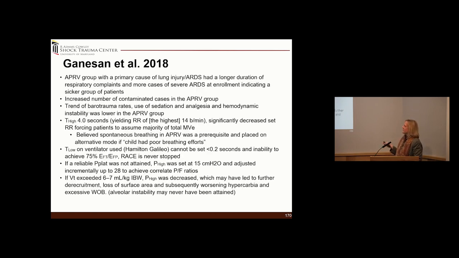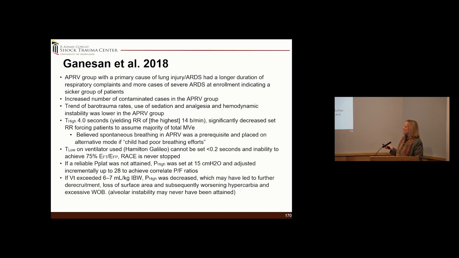The second one is a pediatric trial, and this one's really interesting. The APRV group, their primary cause of severe lung injury and ARDS, had a much longer duration of respiratory complaints than the control group, indicating a sicker group of patients. They had an increased number of contaminated cases in the APRV group. We're still not really sure what that means, but they took them off APRV, put them on something else, and then put them back. So there was an increased amount of contamination in that group. The trend of barotrauma rates, sedation, analgesia, and hemodynamics was actually lower in the APRV group.